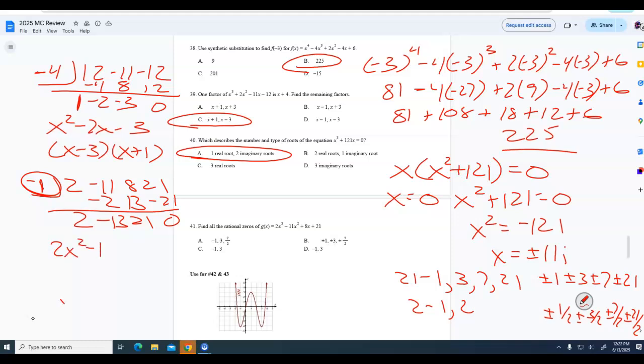So now I factor to get my other rational zeros. So we get 2x minus 7, x minus 3. So my other two roots are going to be 7 halves and 3. So these are my three roots, negative 1, 7 halves, and 3. So your answer is going to be A.